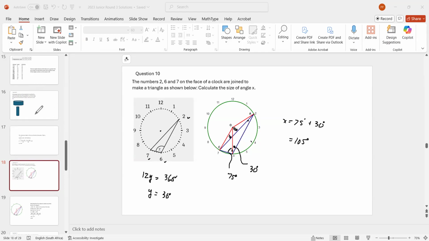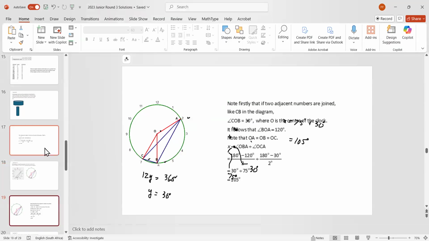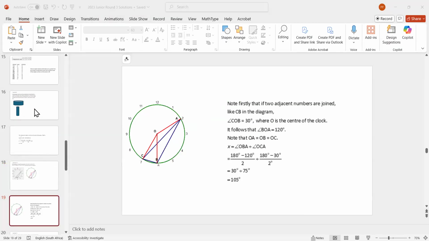Okay, so let's just check to see whether our answer is 105. And if I clear out all these drawings, yes, we do have 105 degrees, so that checks. So let's now get on to the next problem.